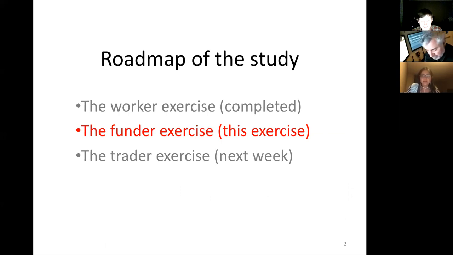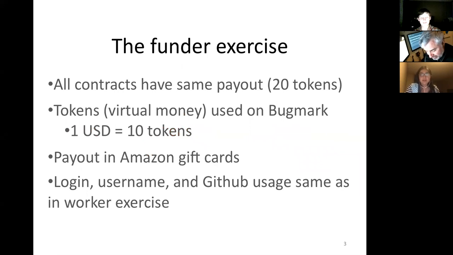So let's talk about the funder exercise. In this exercise, there are some things that remain the same as the worker exercise. All contracts have the same payout of 20 tokens. The tokens are virtual money used on Bugmark, and the exchange rate is $1 is 10 tokens. The payout will be at the end of the series of 3 exercises at the end of the study, and it's going to be in Amazon gift cards. And login, username, and GitHub usage are the same as in the worker exercise.